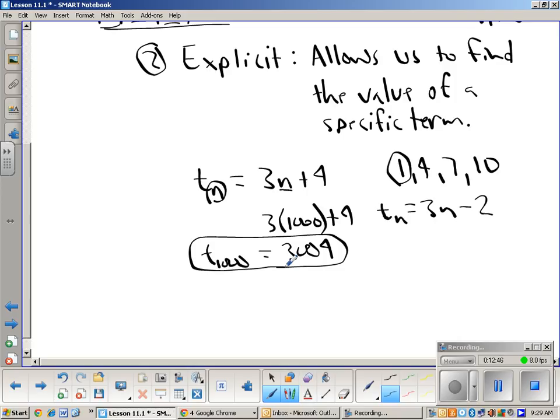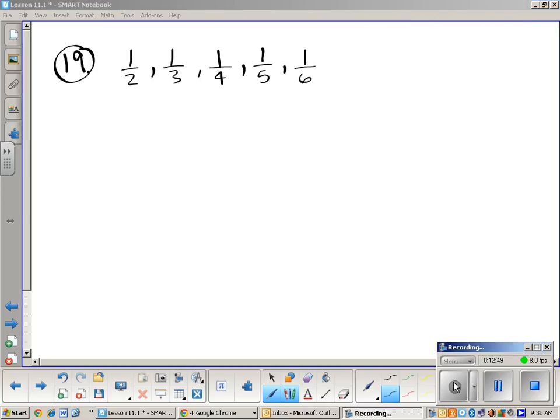Any questions on that? Okay, here we go. On example number 19, they want us to write an explicit formula. So I'm going to say t sub n, and n is going to represent the number of the term I'm on.